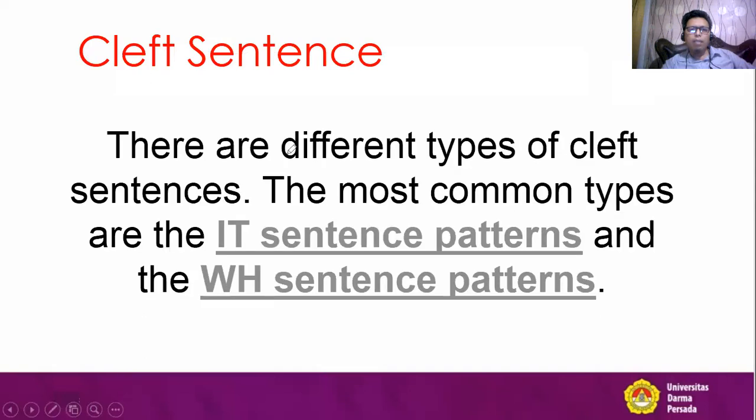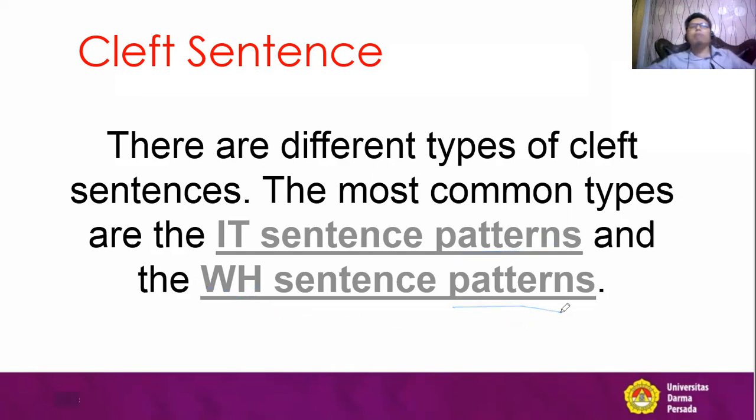There are different types of cleft sentences. If you ask the question, do we have different types of cleft sentences? Yes, the answer is yes. The most common types are the it sentence patterns and the WH sentence patterns.